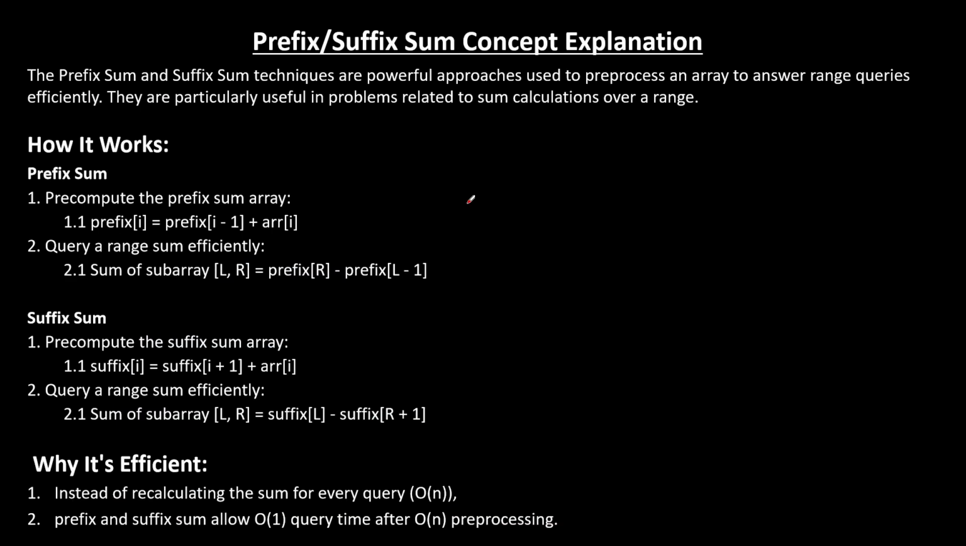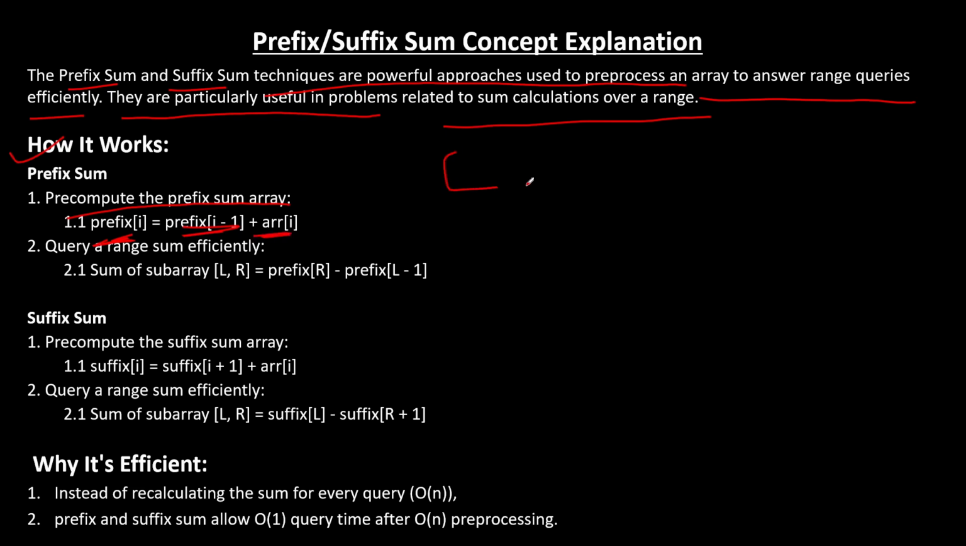Before going to the approach, let's understand what the prefix and suffix sum concept is. The prefix sum and suffix sum techniques are powerful approaches used to pre-process an array to answer range queries efficiently. They're particularly useful in problems related to sum calculation over a range. How does it work? For prefix sum, pre-compute the prefix sum array: prefix[i] is prefix[i-1] plus array[i]. This is an array of prefix initialized with zeros, so we don't get any garbage values.